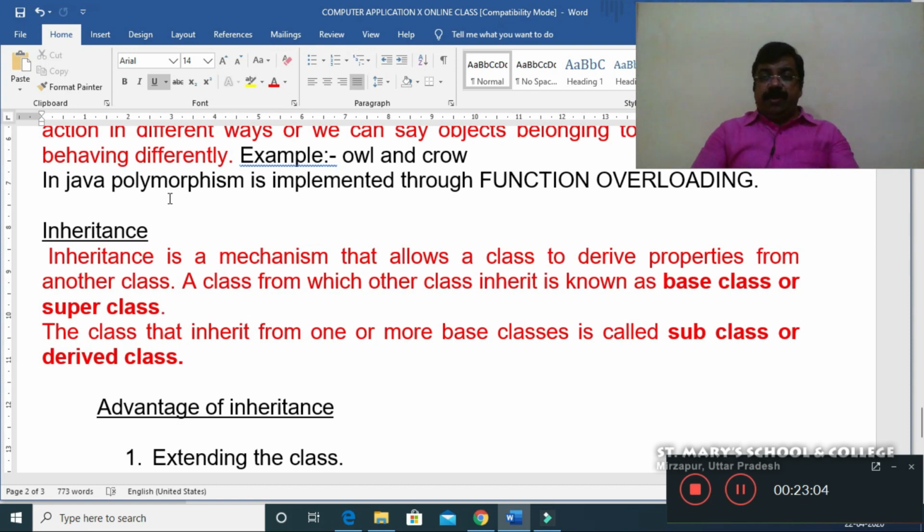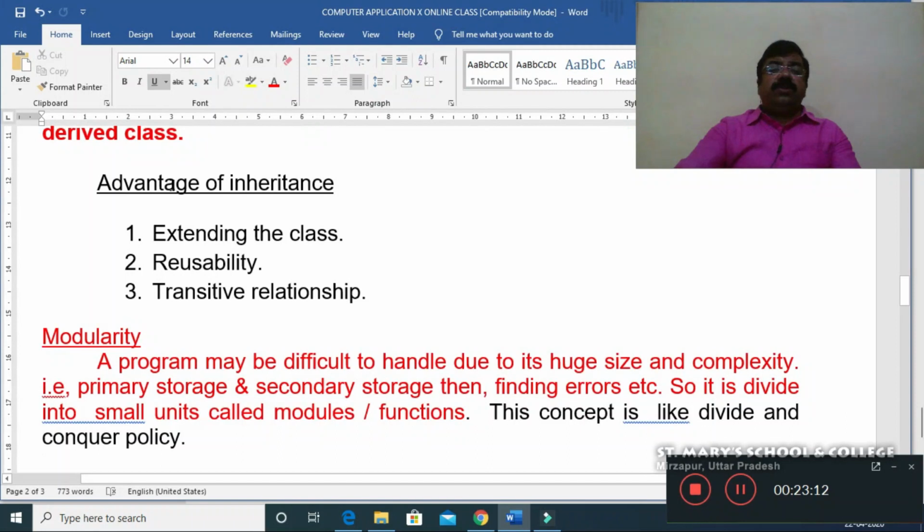Definitely we have to study about this in one of the sessions in the encapsulation chapter. Now, when we have this inheritance, we can see the advantages in short. First thing is extending the class. Extending the class.